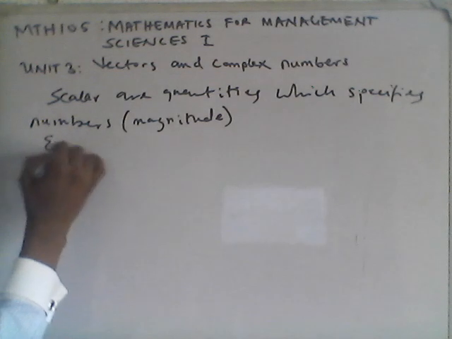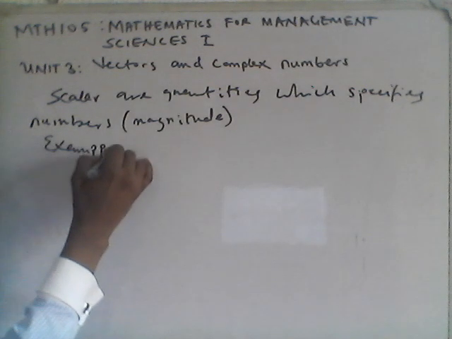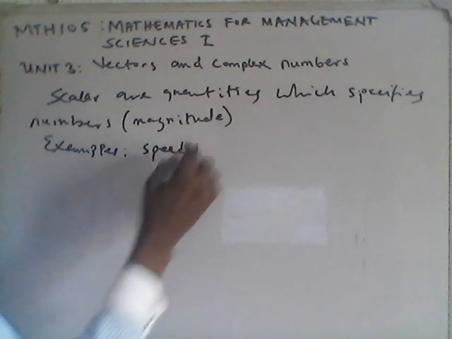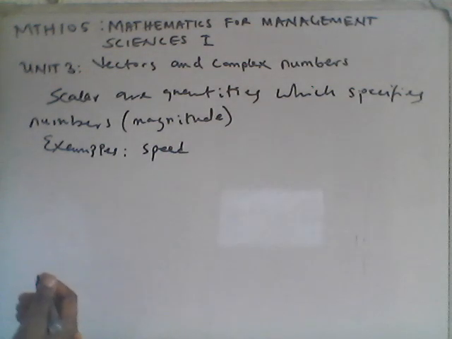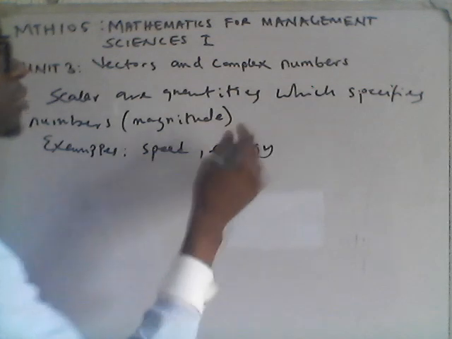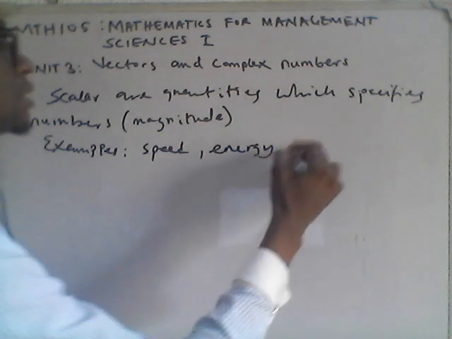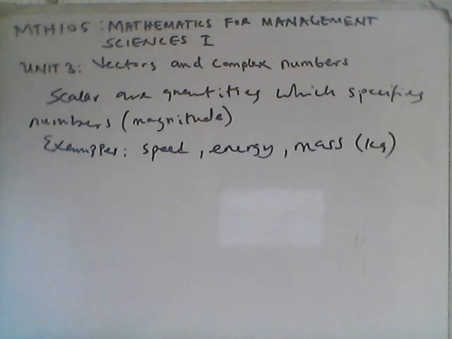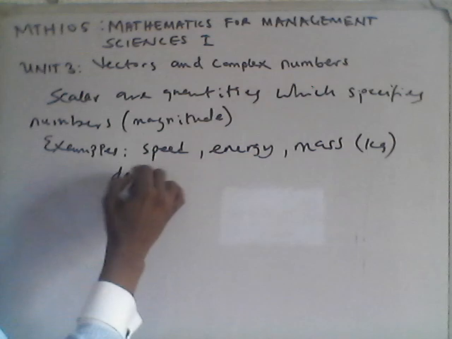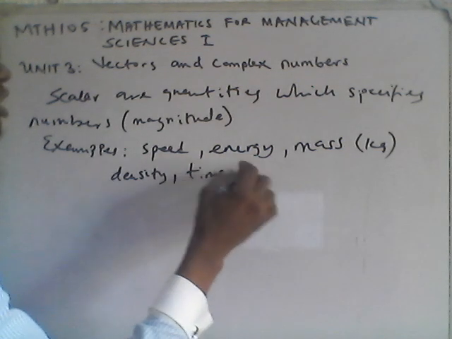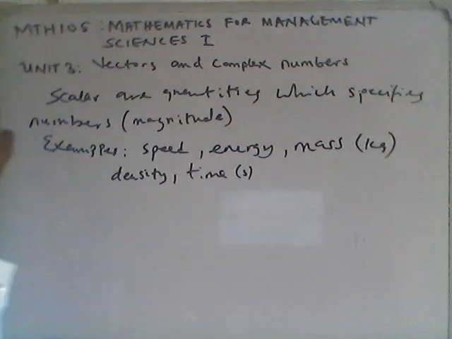Examples of scalars include speed. Speed is just like you have 5 meters per second. Then energy, measured in joules. Mass is measured in kilogram. Density is also another form of scalar. Time is a form of scalar. You see, this just measures a number and it has a unit. It just measures the magnitude with a unit.